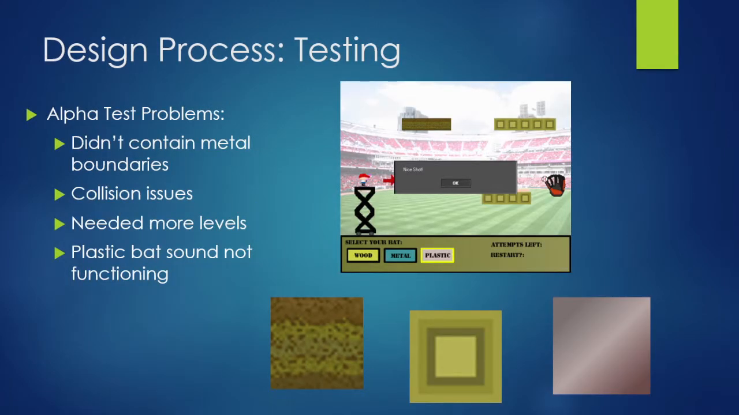The testing phase of the design process consisted of fixing several problems in the game. Some of these problems included programming issues such as collision and sound issues. Another problem was the game not being long enough to meet the minimum time length requirement of 5 minutes. To fix this, we simply added more levels.